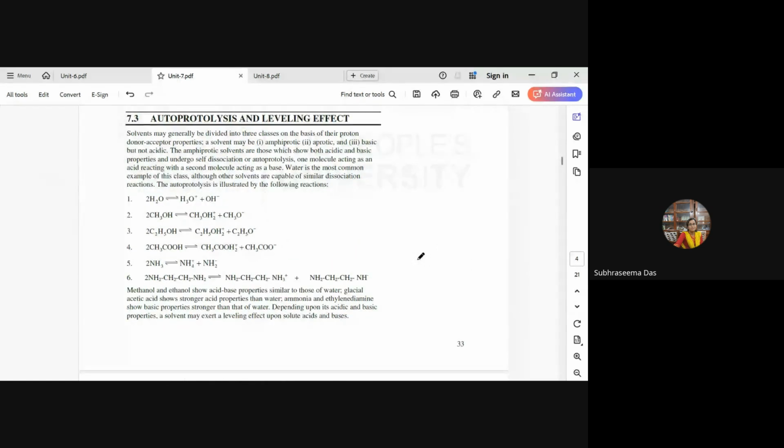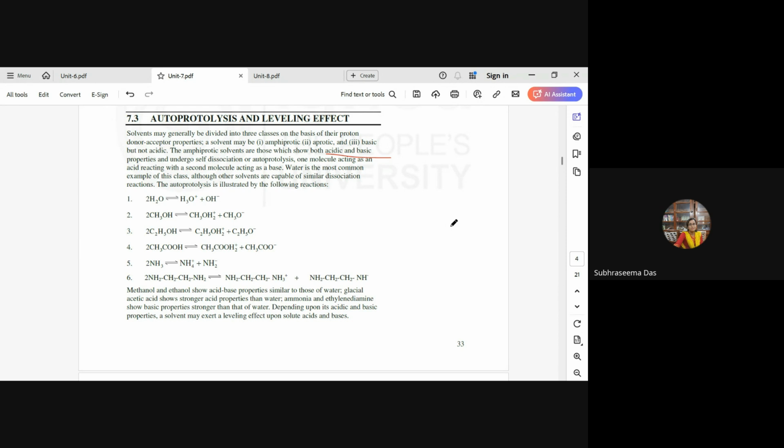Then coming to autoprotolysis and leveling effect. Solvents have generally been divided into three classes based on their proton donor and accepting properties. A solvent may be amphiprotic, aprotic, or basic but not acidic. Amphiprotic solvents are those which show both acidic and basic properties, and they undergo self dissociation or autoprotolysis. That is, one molecule acts as an acid, whereas the second molecule acts as a base. This is what we call autoprotolysis.